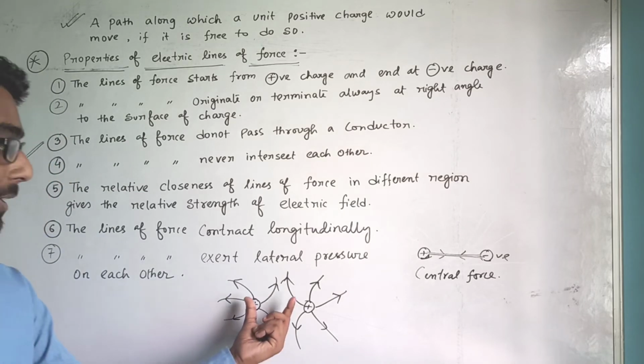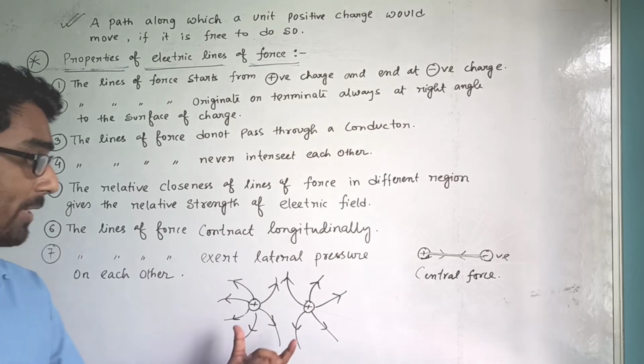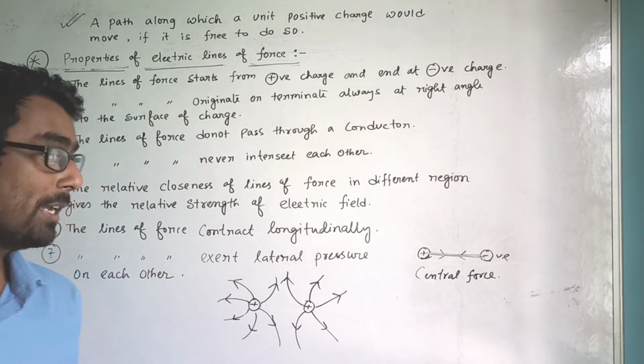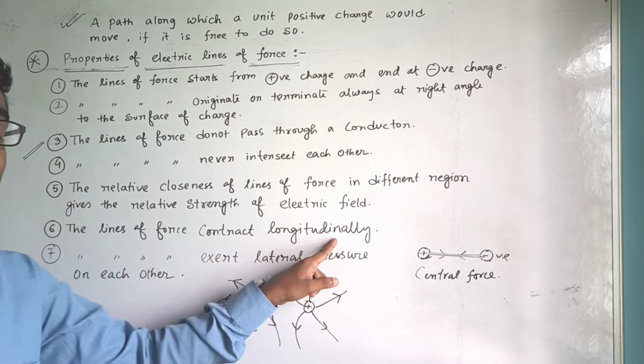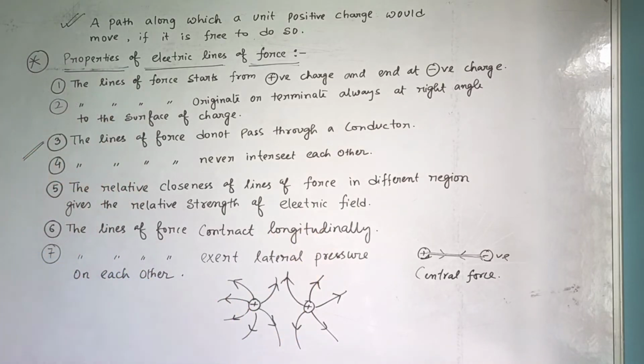Okay, they are exerting pressure on each other. This is called lateral pressure on each other. This explains the repulsive force between like charges. And the sixth point explains longitudinal contraction. It means it explains the force is attractive in nature. The attraction force is being explained here.